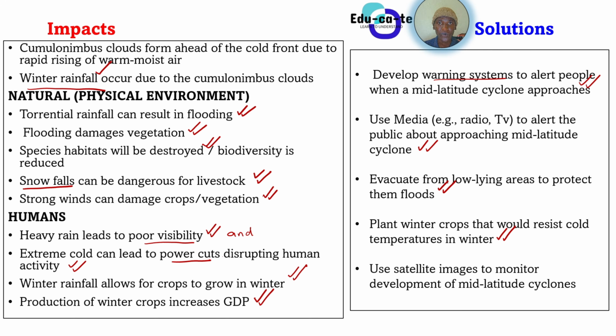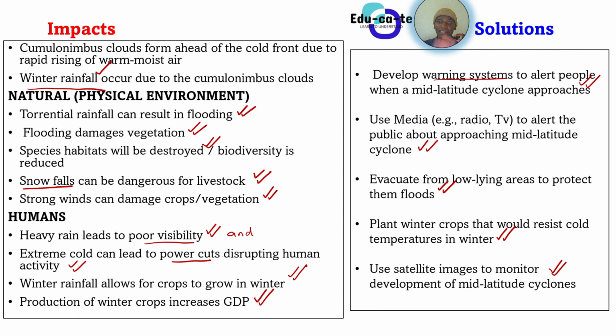a mid-latitude cyclone. So we can also use satellite images, you can use GIS, you can use all those types of things to monitor the path of a mid-latitude cyclone, to monitor when it has developed and how it is going to move. And you can use this to alert people when a mid-latitude cyclone is about to come near.